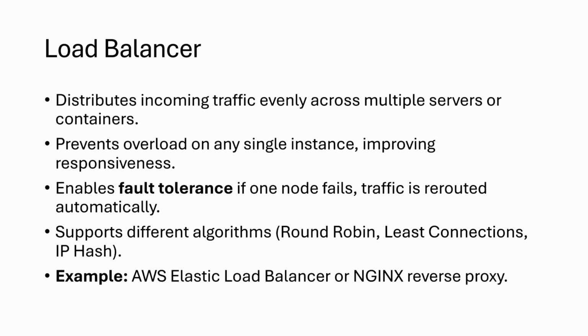It can follow different strategies like round robin, which sends requests in order to each and every server. Least connections picks the server doing the least work. An IP hash wouldn't make much sense here because users would still be hitting the same machine.